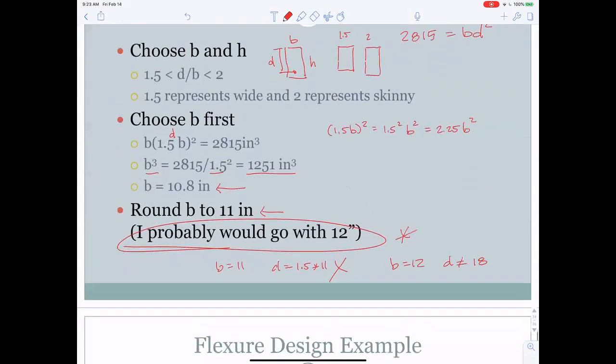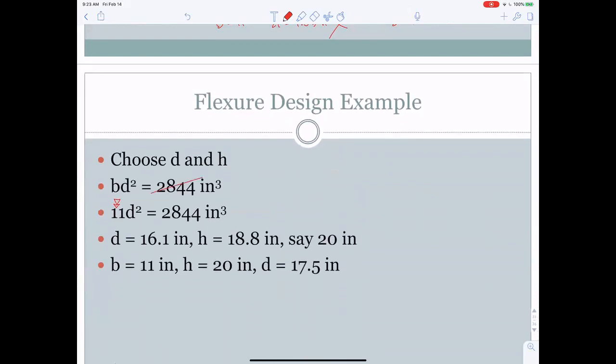Oops, that's supposed to be 2815, I'm sorry. So D, let me get my calculator out. The 2844 was from the 1.07%, and I updated this to the 1.06%. Anyway, 2815 divided by 11, take the square root of that.